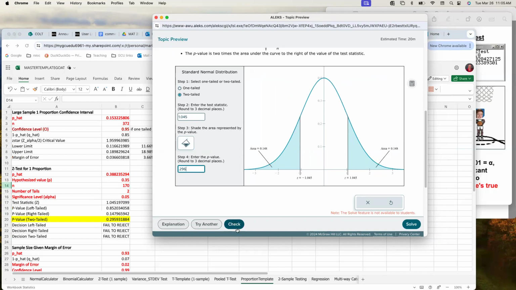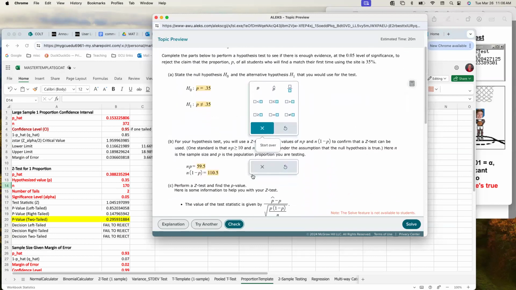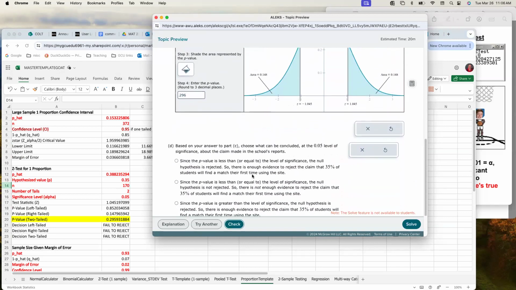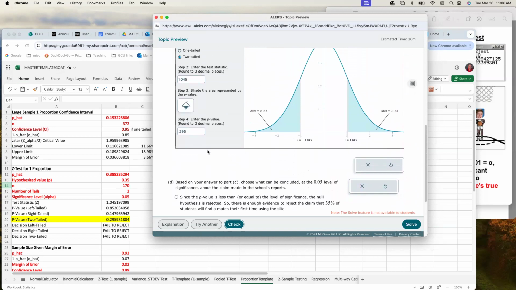Okay. So I'm going to go ahead and just check this. Oh, I didn't answer something here. B, C, oh, D. I'm sorry. I didn't scroll down here. Okay, so anyway, that's our p-value here.